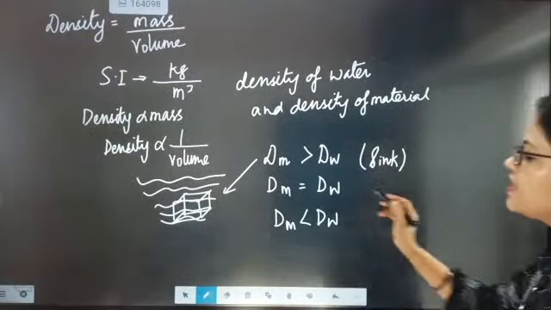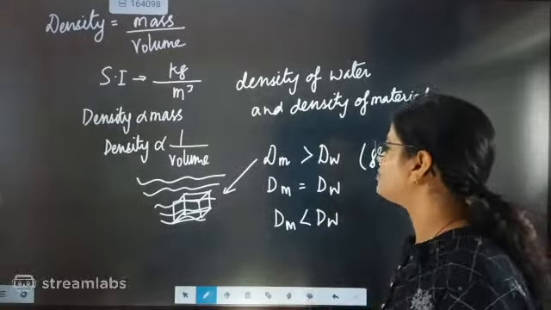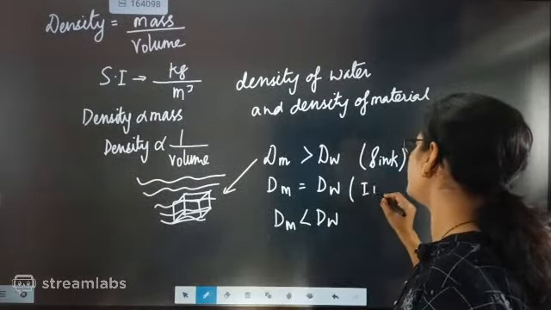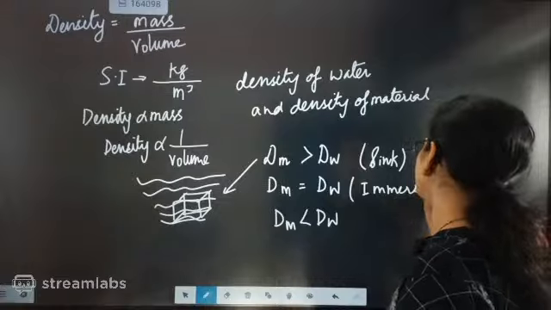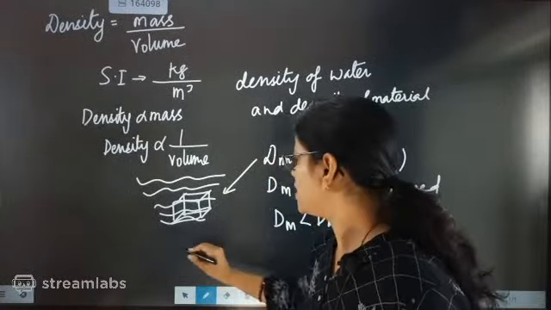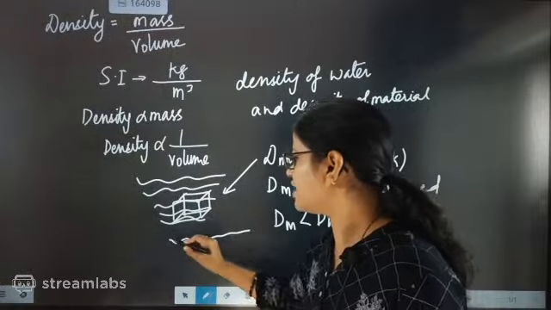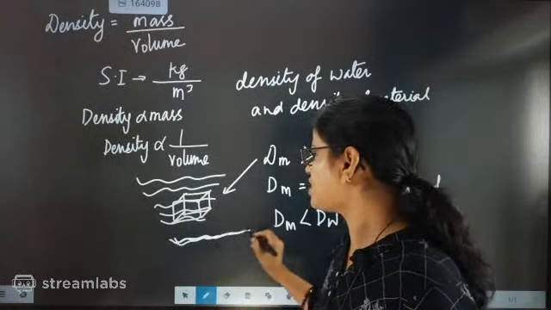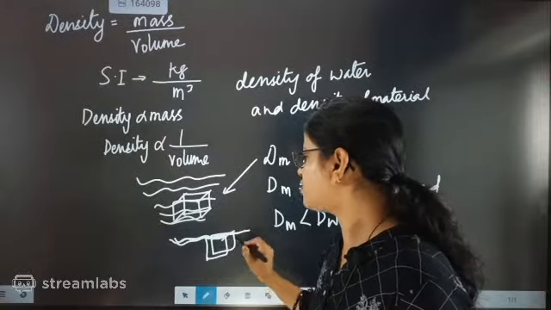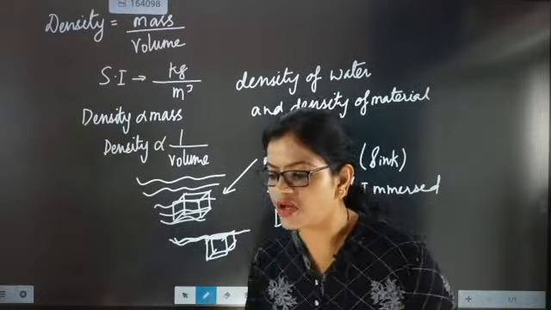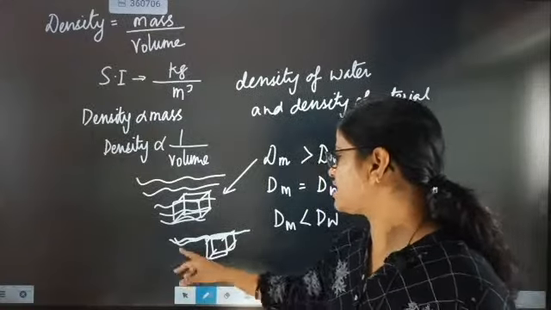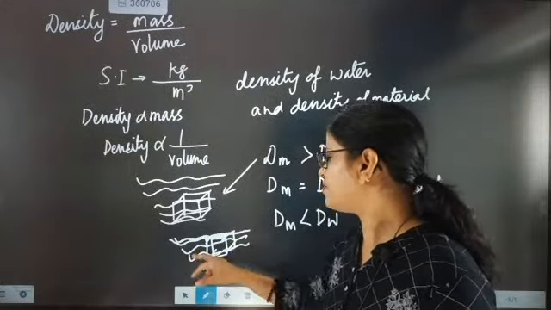Now the second condition is when density of material is equal to density of water, then it will be immersed. Immersed completely. Immersed means what? If this is the layer of water, the outer layer of water, the box will be exactly here. The box will not sink. The box will not go up, but it will be exactly inside the water.